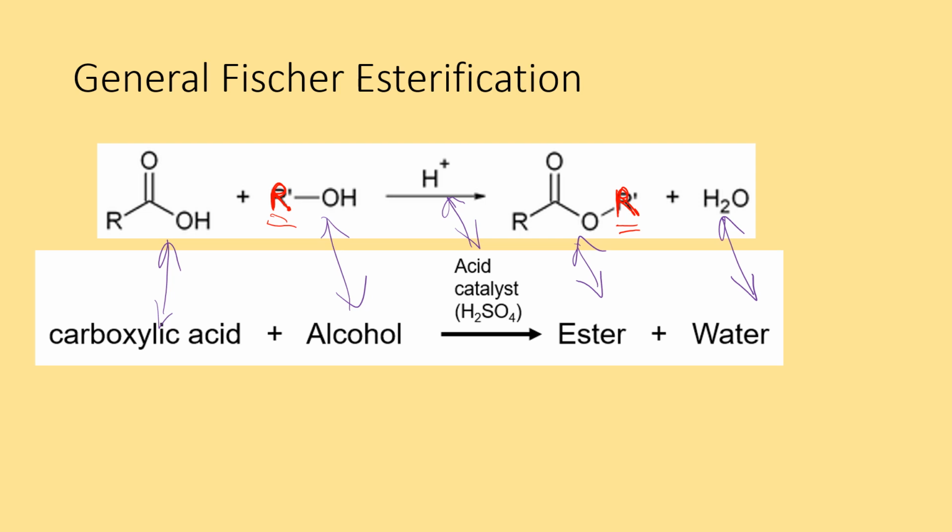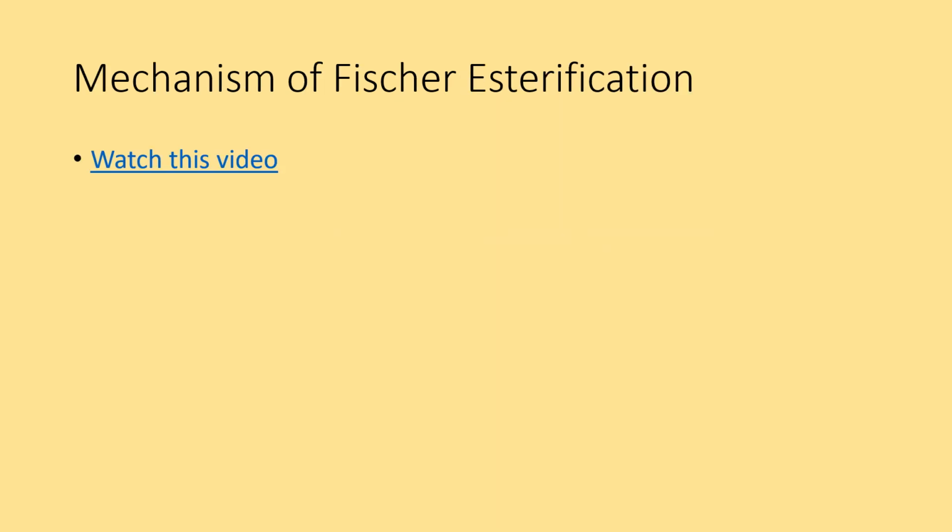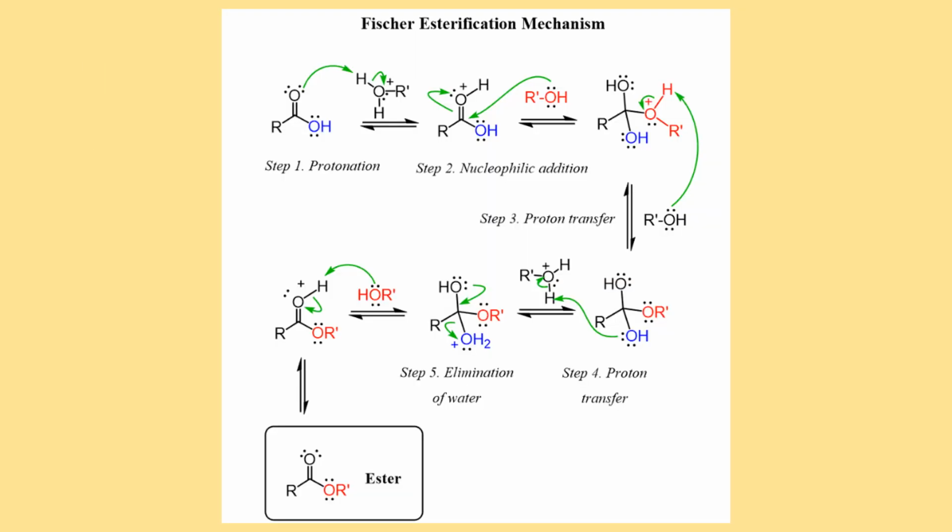Now, if we look at the mechanism, which we will, it's really the OR of the alcohol that ends up where the OH used to be, but you can just remember that the carbons from the alcohol end up being the R of the ester. Okay, so there's a video that you're going to watch. You can click on it in Canvas to watch the explanation of the mechanism, but I also have it on the slide. So here's what happens.